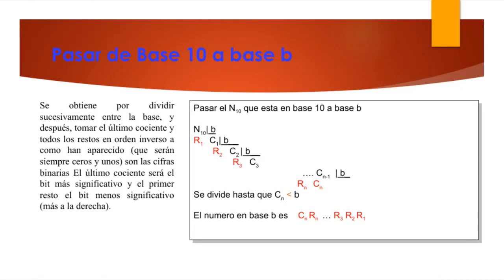Let's talk about how to convert a number from base 10 to any other base, like binary, for example. We do this by dividing the number repeatedly by the base we want. Each division gives us a quotient and a remainder. We keep dividing until the quotient is smaller than the base. Then, the digits of the new base number come from the last quotient followed by all the remainders, but in reverse order. The last quotient becomes the most significant digit, and the first remainder is the least significant, on the right.